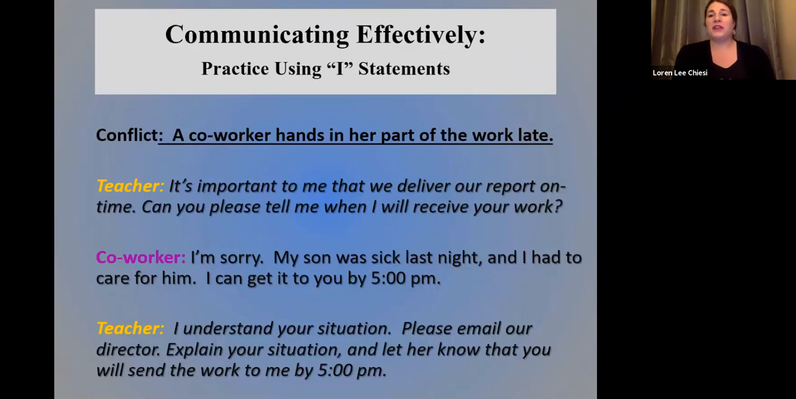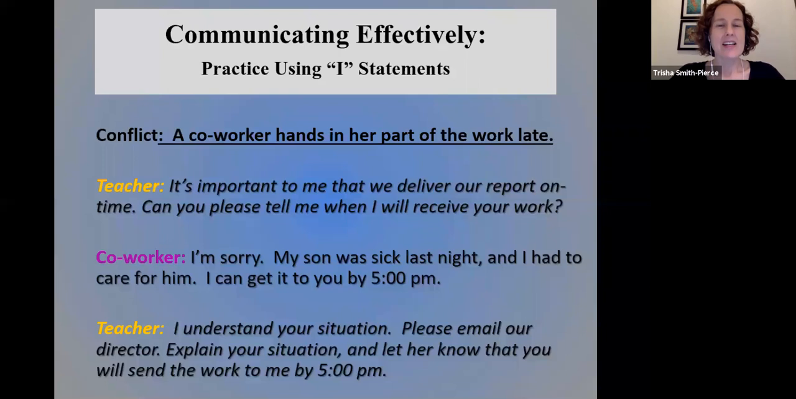So now Trisha and I are going to do a little bit of a dialogue, practicing using I statements. So the conflict at hand here is a coworker hands in her part of the work late. Okay. It's important to me that we deliver a report on time. Can you please tell me when I will receive your work? Ooh, I'm sorry.